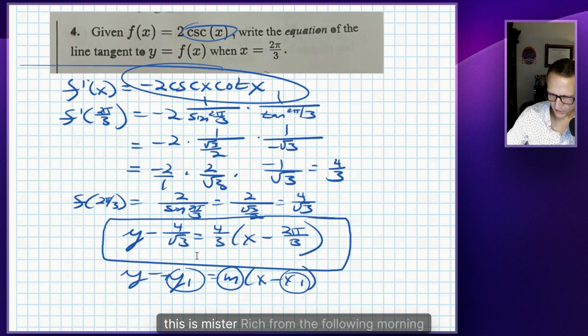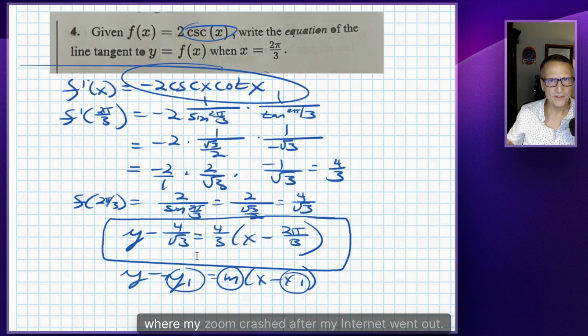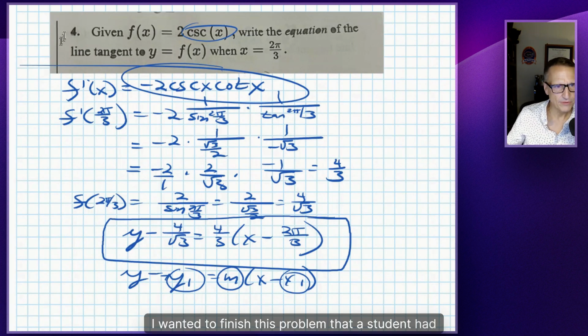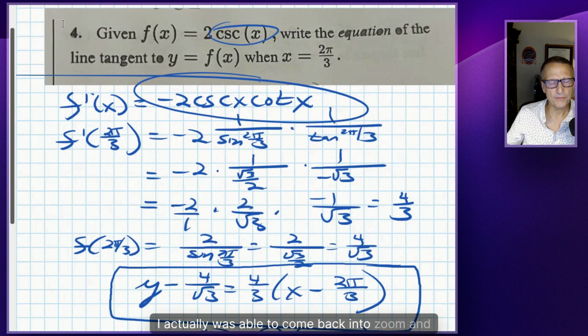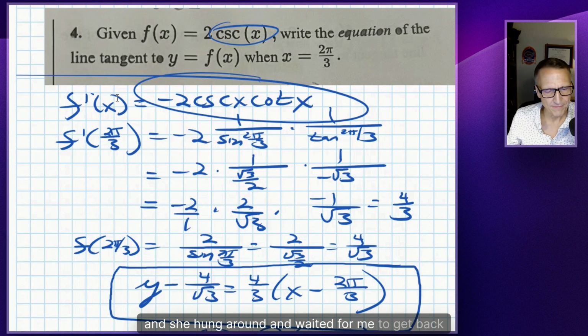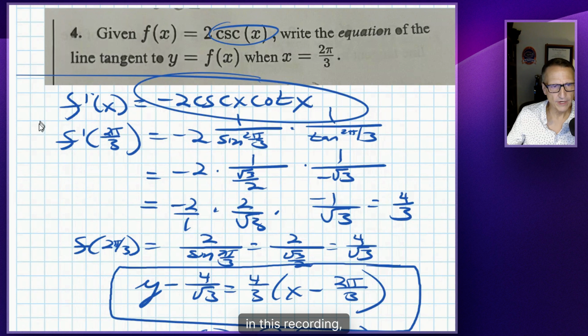All right, students, this is Mr. Rich from the following morning after our Q&A last night, where my Zoom crashed after my internet went out. But anyways, I wanted to finish this problem that a student had posted. I actually was able to come back into Zoom and finish the problem up, and she hung around and waited for me to get back on. But I did want to share it with the rest of you in this recording.